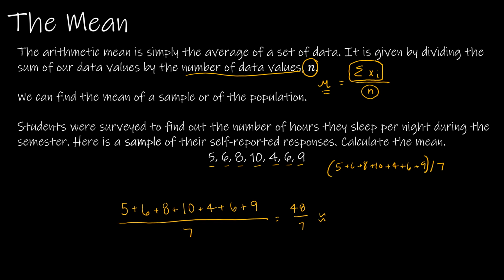We're also going to use Excel for this, but for now, we're just looking at this by hand. So again, 48 divided by 7 gives me my final answer, 6.8571. So that is the average number of hours of sleep per night.